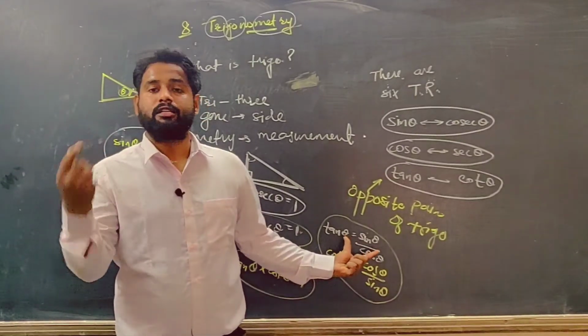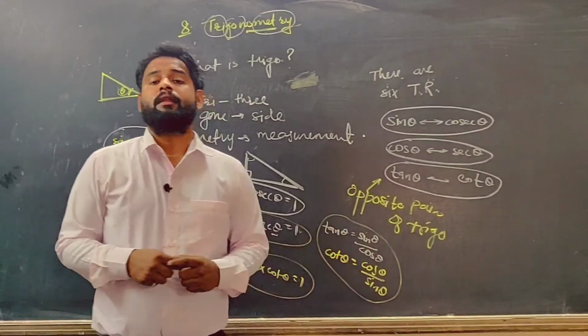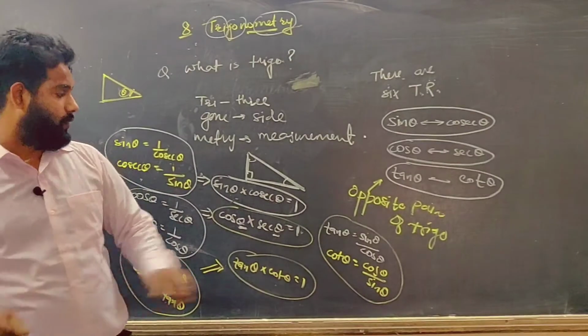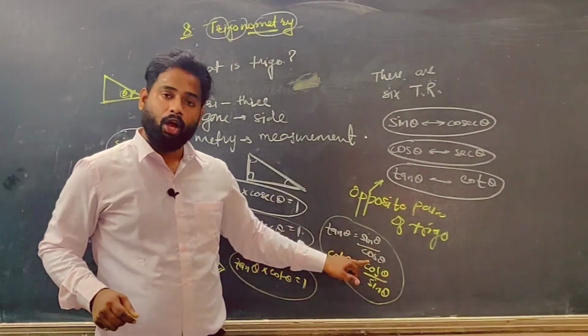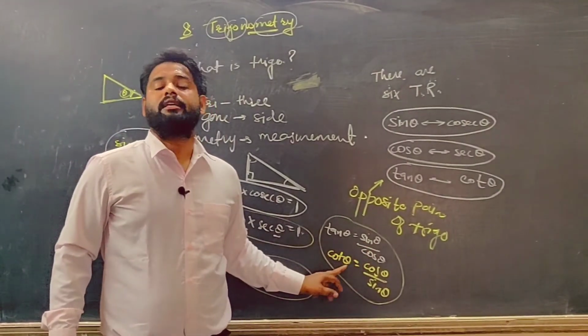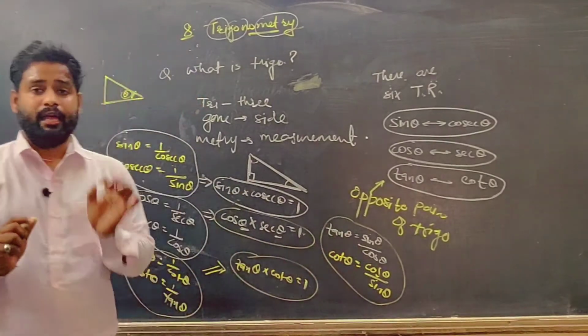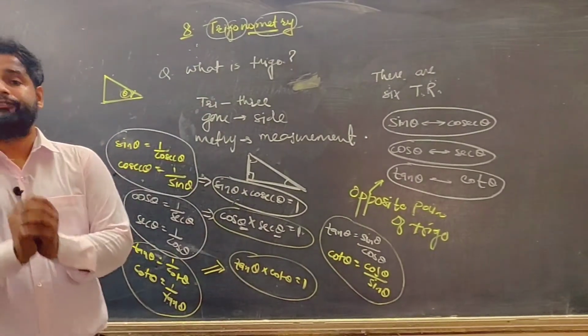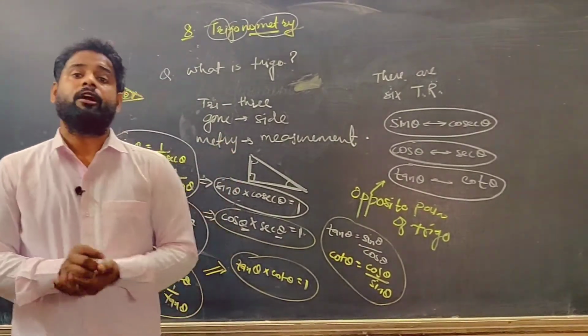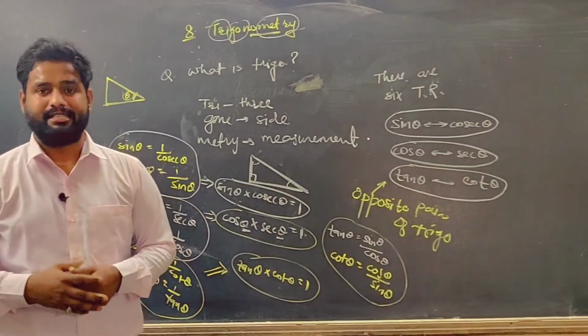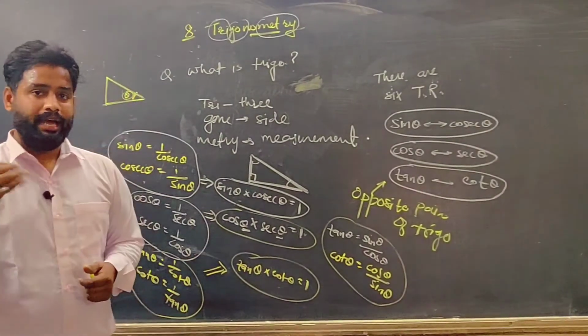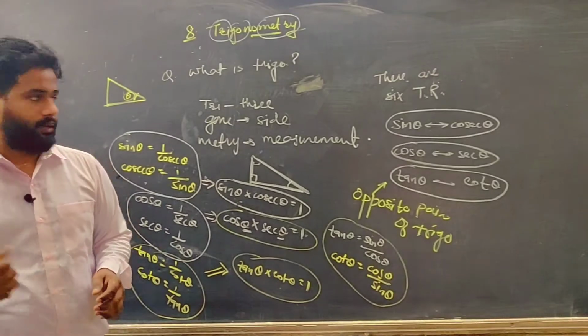When we try to prove the sums, I will use this, that tan theta is equal to sin theta divided by cos theta, and cot theta is equal to cos theta by sin theta. This much basic information you must have before starting your exercise. Right? Now, let us move towards the next topic.